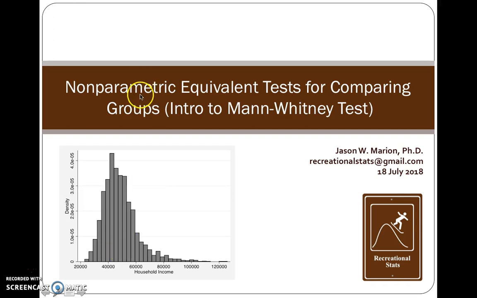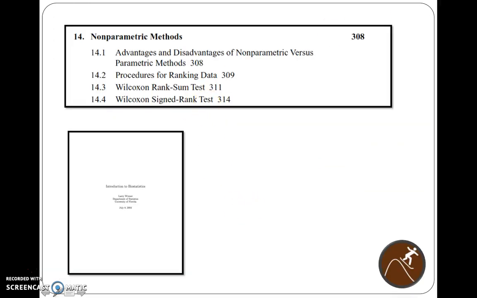Nonparametric refers to a type of test for data that do not fit the parametric distribution, so that do not fit the normal distribution. This is non-normal distributions. So we focus more on medians and ranks and so forth.